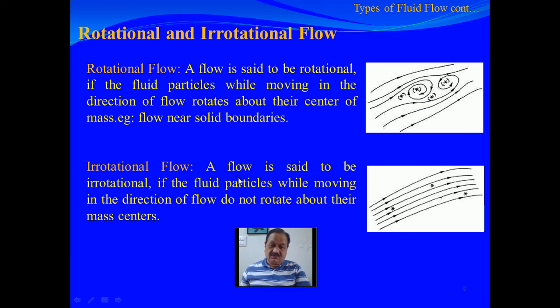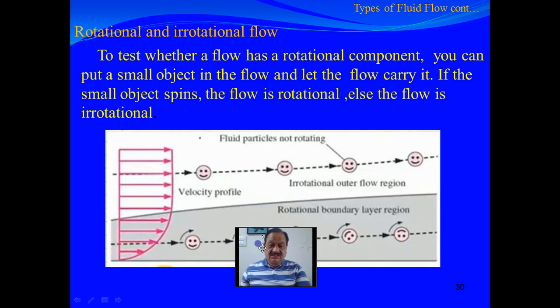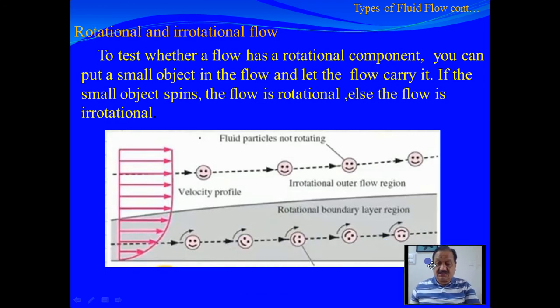Whereas irrotational flow is said to be irrotational if the fluid particles, while moving in the direction of flow, do not rotate about their mass center, like this. Then this is the rotational flow and irrotational flow. To test whether the flow has a rotational component, you can put a small object in the flow and let the flow carry it, and if the small object spins, the flow is rotational, else the flow is irrotational.